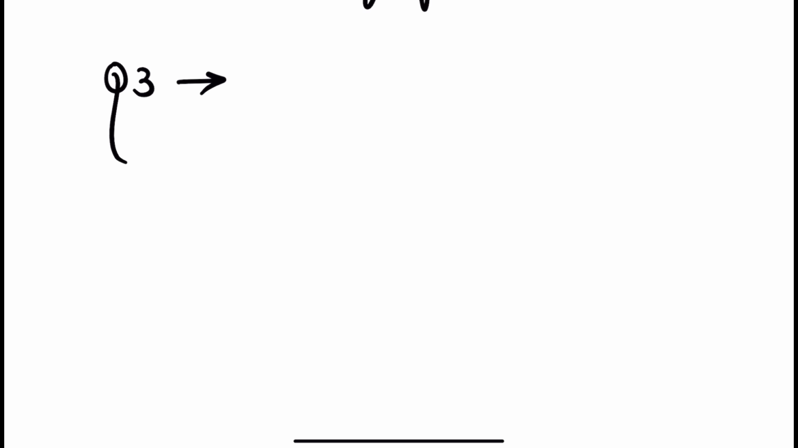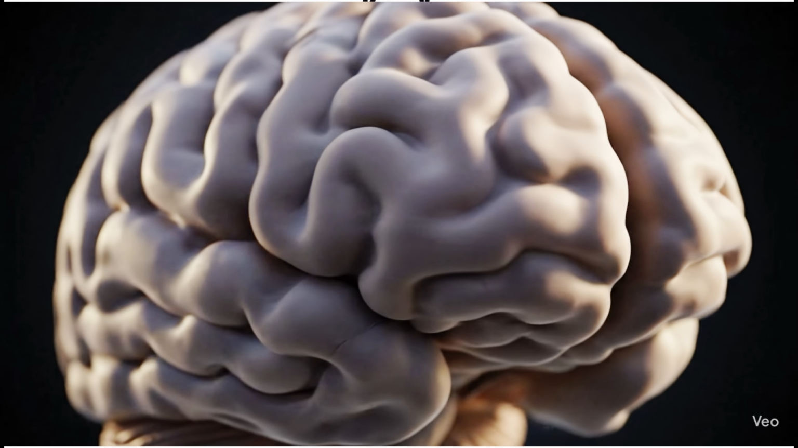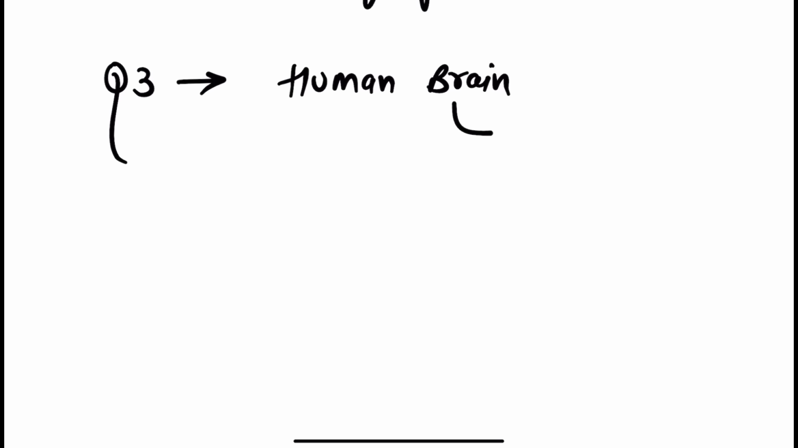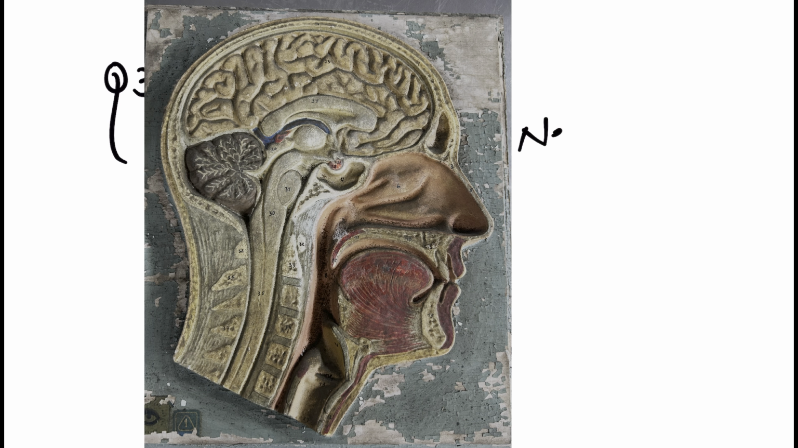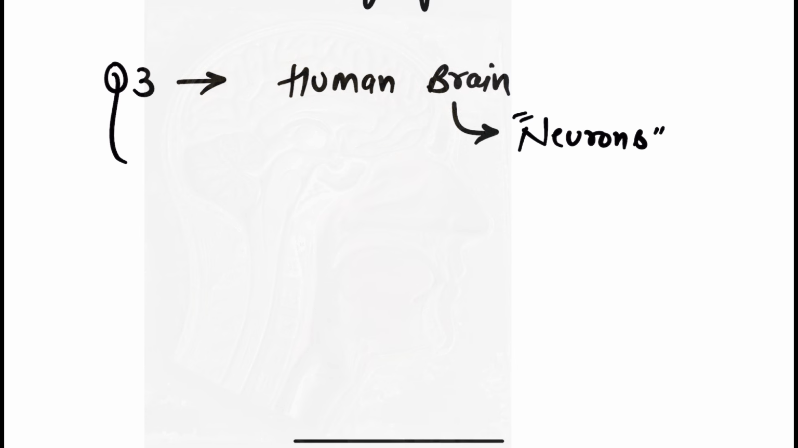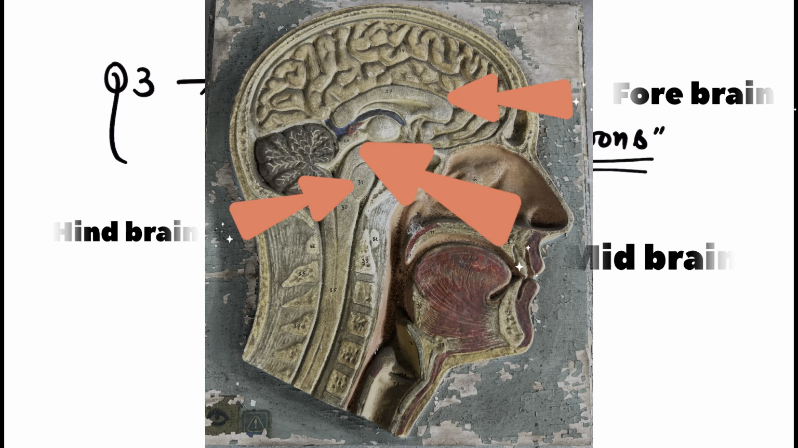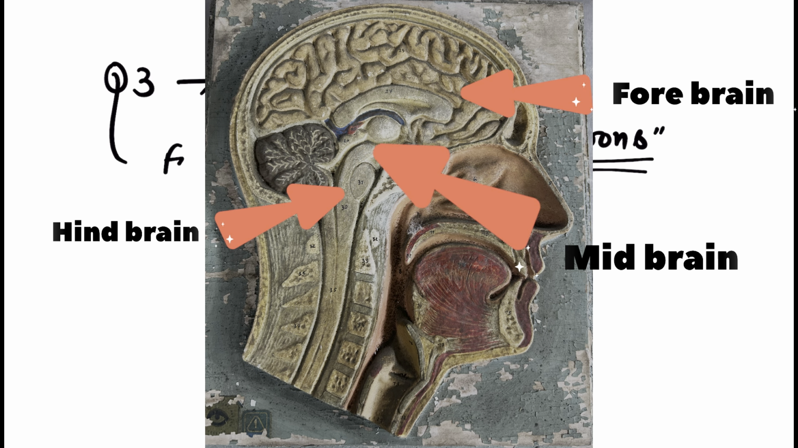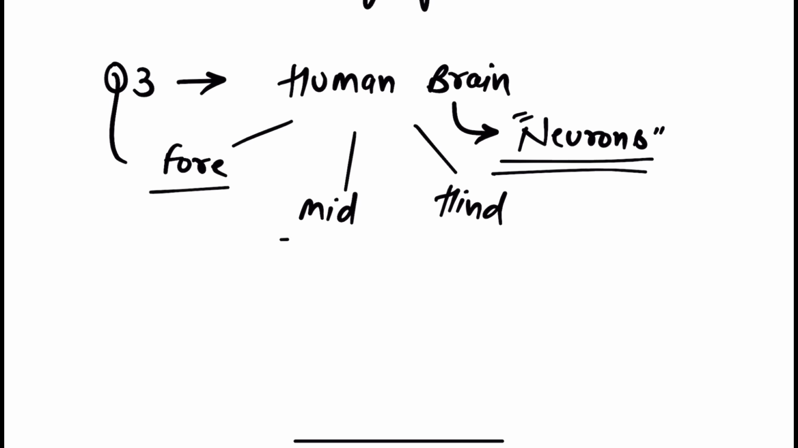So the human brain is made up of thousands of neurons. We just have seen the structure of a neuron, right? So the human brain is collectively made up of thousands of neurons. Obviously there are other different types of cells also present in the brain, but we are not going to discuss those. We are just sticking ourselves to the neuron. So the human brain is made up of thousands of neurons, and it is anatomically divided into 3 parts: the forebrain, the midbrain, and the hindbrain.